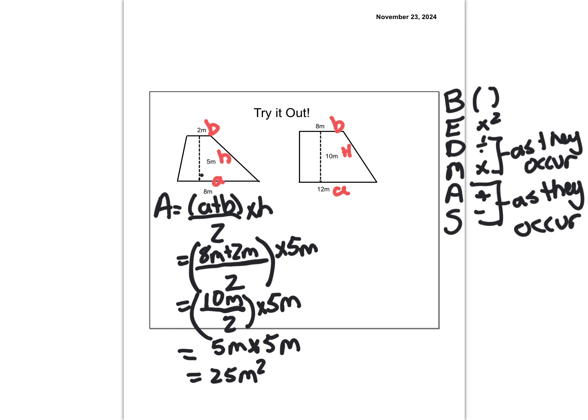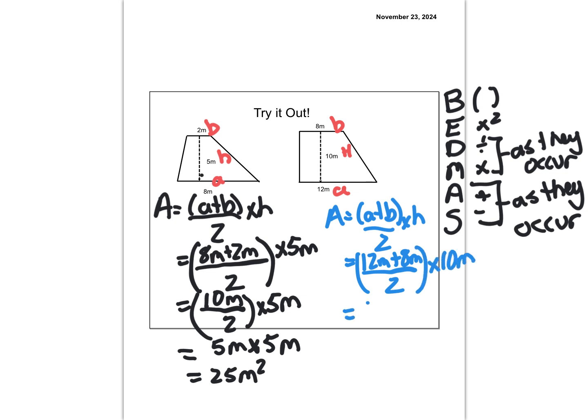Now, if we look at this next one, we have A equals A plus B divided by 2 times the height. Let's plug in our values. So we'd have 12 meters plus 8 meters divided by 2 times 10 meters. So this will be 20 meters divided by 2 times 10 meters. That will give us 10 meters times 10 meters, which gives us 100 meters squared.